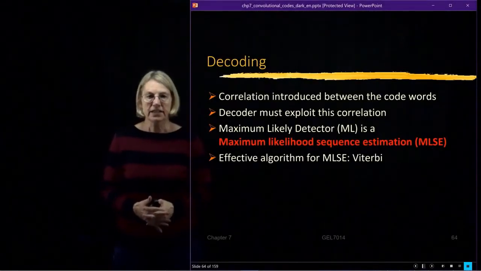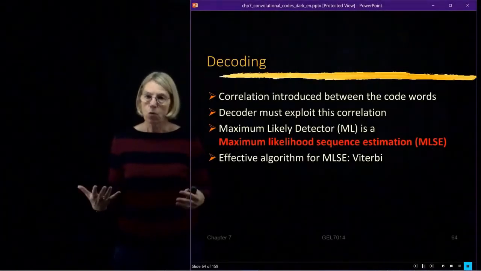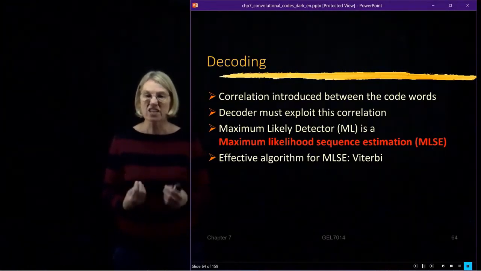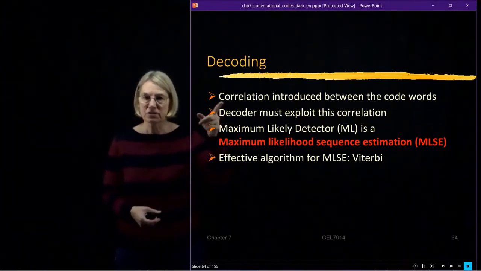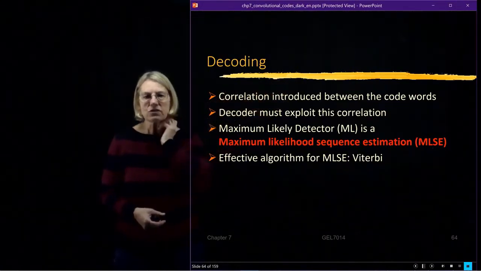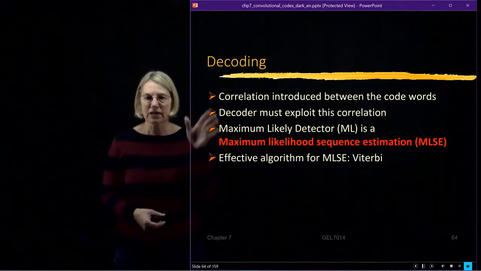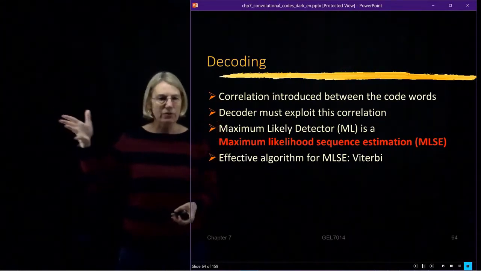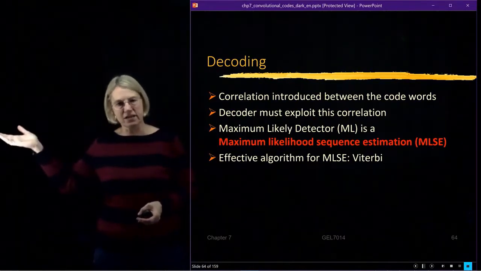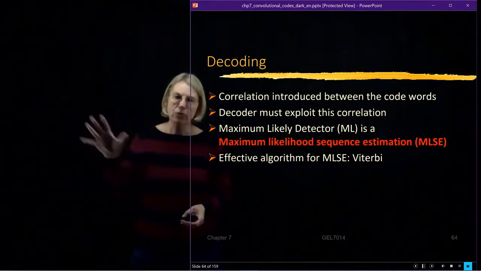So when we do our decoding, as I mentioned, we are going to exploit correlations, redundancy, which were introduced between our code words. So the decoder has to exploit the correlation. We start with this data, which is modeled as being completely independent, one data bit from the next; I don't know what's coming. And I put it through an encoder.